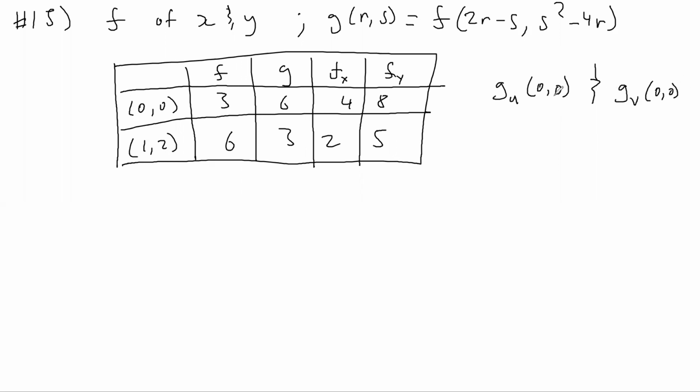So this kind of ties into the idea of chain rule. What we can see is that we have this function of 2r minus s comma s squared minus 4r. So what I can say is that x in this case is equal to 2r minus s. Or am I using the right values? Oh, sorry, that was number 16.